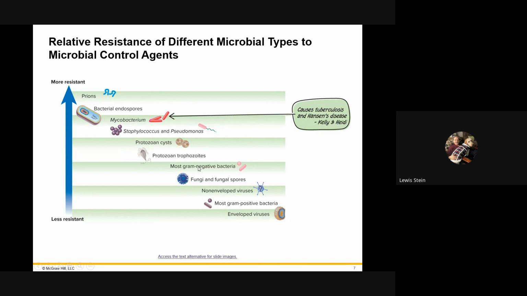Then all of a sudden, gram negatives. Okay, the bacteria you can see are down at the bottom, with the exception of Mycobacterium, Staph, and Pseudomonas. Gram negatives, fungi, and then gram positives, even easier still. And then two kinds of viruses, non-enveloped and enveloped viruses.